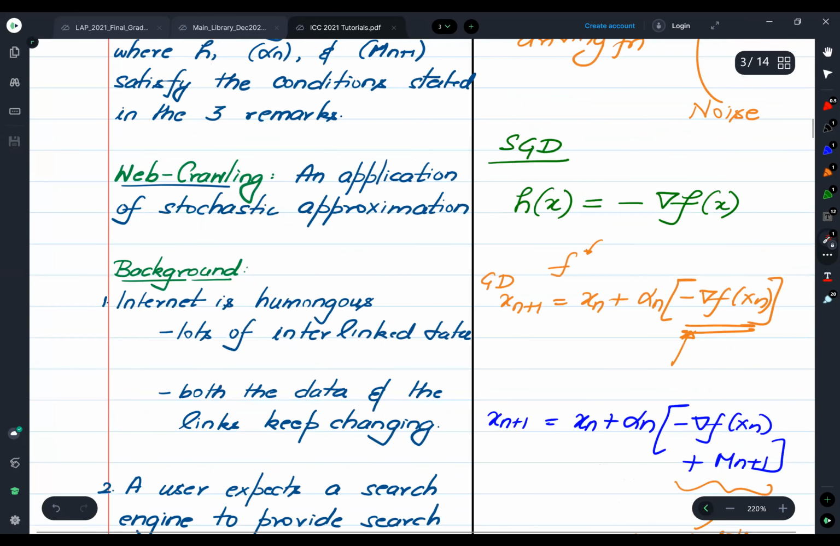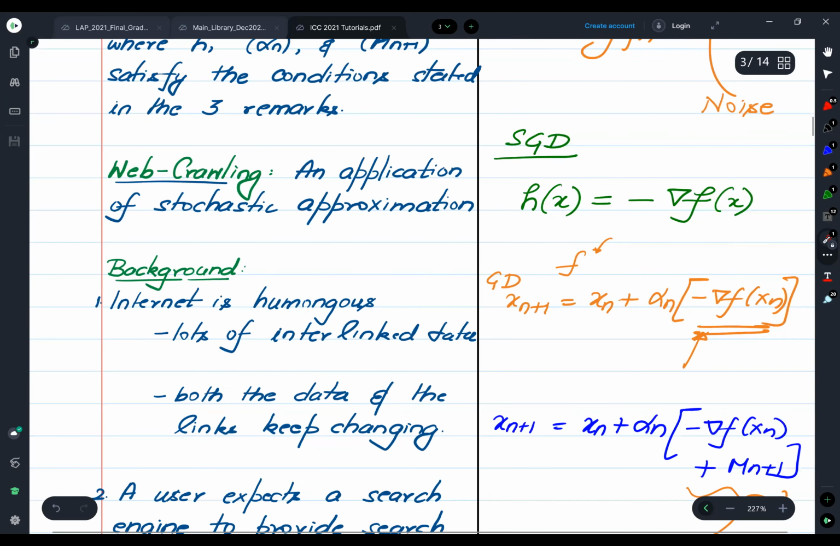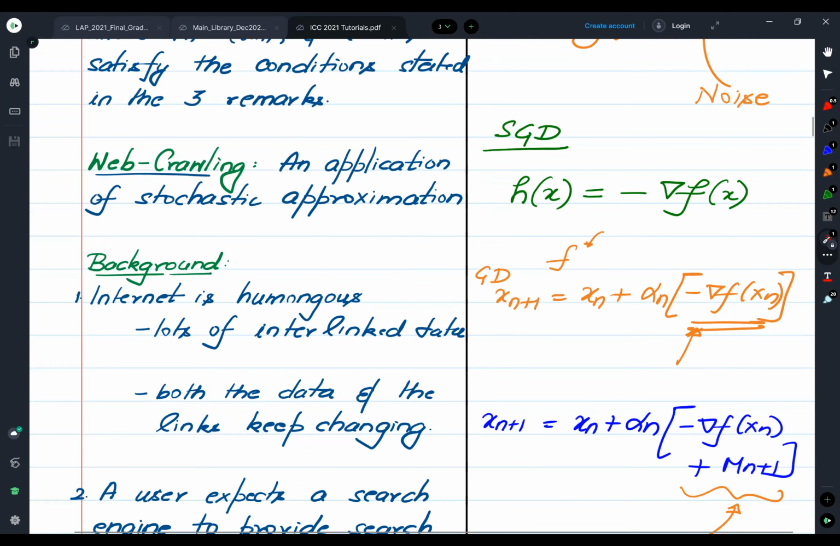It will become even more clear as we look at an application of stochastic approximation. This will form the bulk of this talk. I'll try and provide an application of stochastic approximation in the context of web crawling. It will become clear why stochastic approximation is useful, and why we think of mn plus 1 as noise, and so on. Let me pause here for a second or two before we advance with the discussion on web crawling. If you have any questions, please let me know.